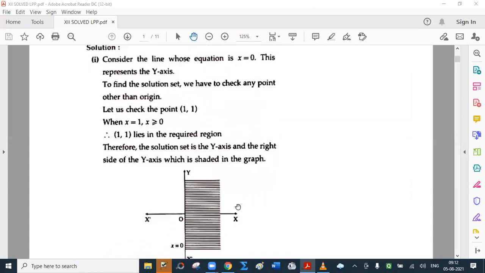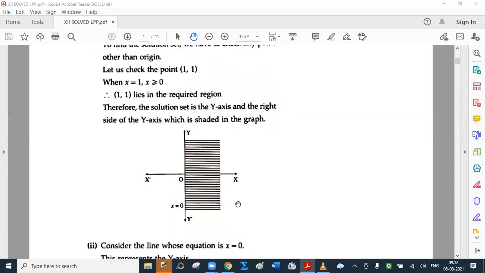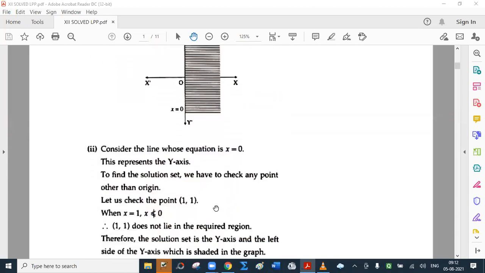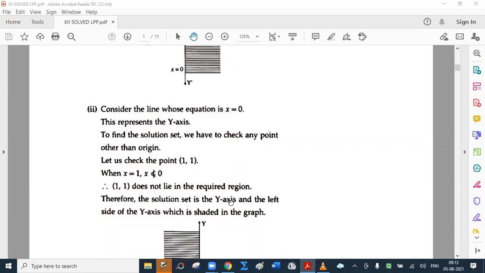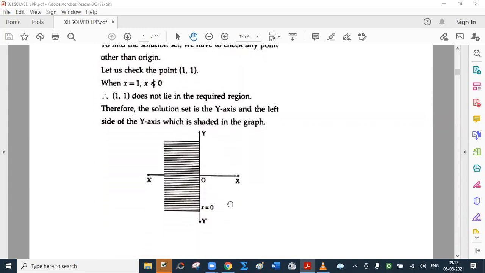Okay. Now, which is the second? x less than or equal to 0. Consider the line whose equation is x equal to 0. This represents the y-axis. To find the solution set, we have to check any point other than the origin. Let us check the point (1, 1). For x is 1, is 1 less than 0? No. So (1, 1) does not lie in the required region. Therefore, the solution set is the y-axis and the left side of the y-axis, which is shaded in the figure.